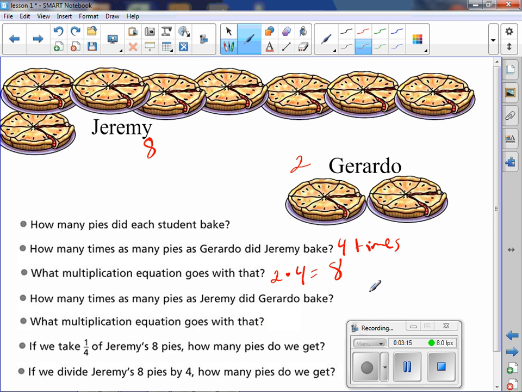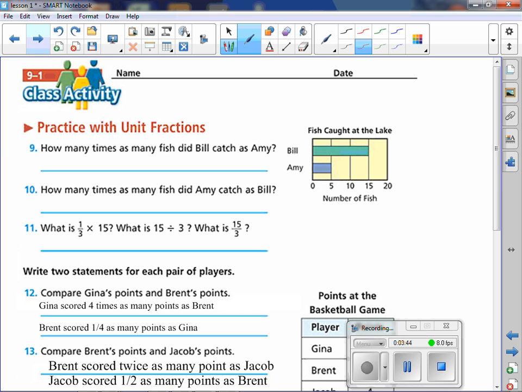How many times as many pies did Jeremy bake as Gerardo? It says times as many, so that would be 1/4 times as many, right? He baked 1/4 of the pies. What multiplication goes along with that? 1/4 times 8 equals 2. If we take 1/4 of Jeremy's 8 pies, we get Gerardo's 2 pies. If we divide Jeremy's 8 pies by 4, we get 2 as well. So hopefully you're seeing that relationship between division and unit fractions.